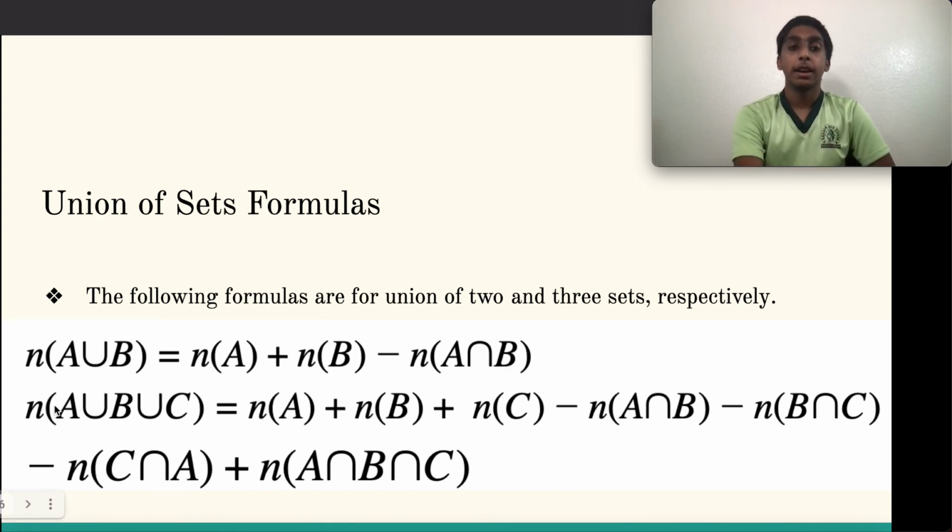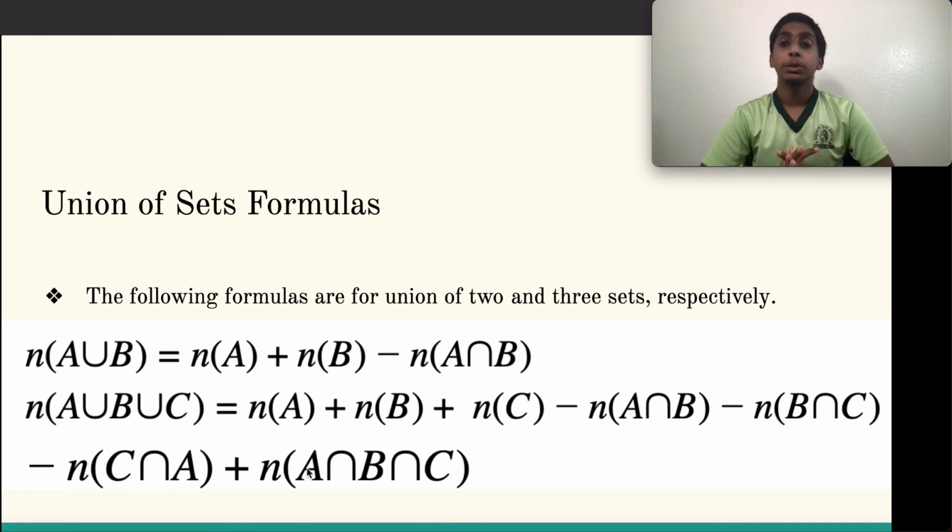Similarly, for n of A union B union C, you can split it up into n of A plus n of B plus n of C, minus n of A intersection B, minus n of B intersection C, minus n of C intersection A, plus n of A intersection B intersection C.